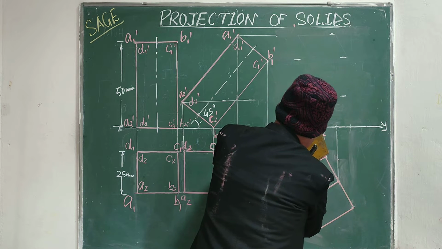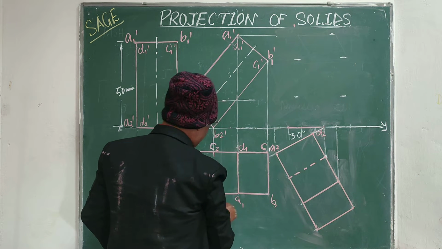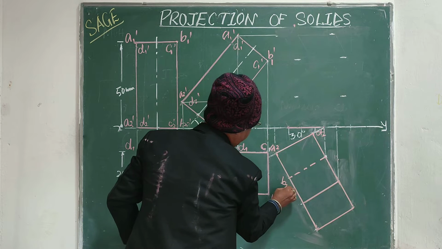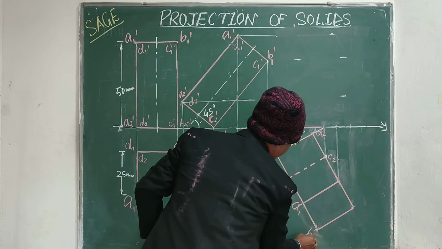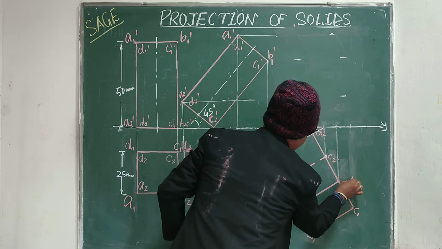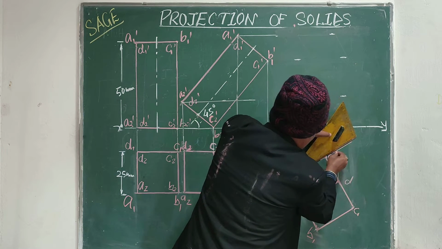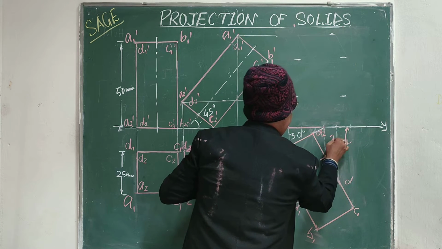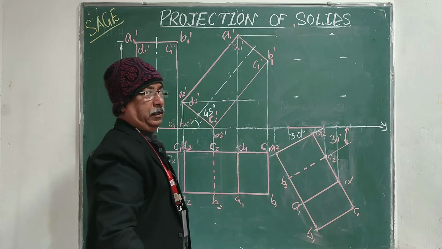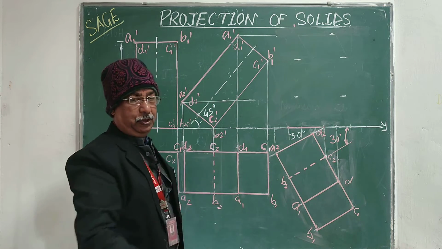And name all those points in the same sequence as they are in the earlier figure. So this is A2, B2, C2, D2. This is A1, B1, C1 and D1. Now this line B2, C2 will be inclined 30 degree to the VP. Now with the help of this figure I will draw the front view.